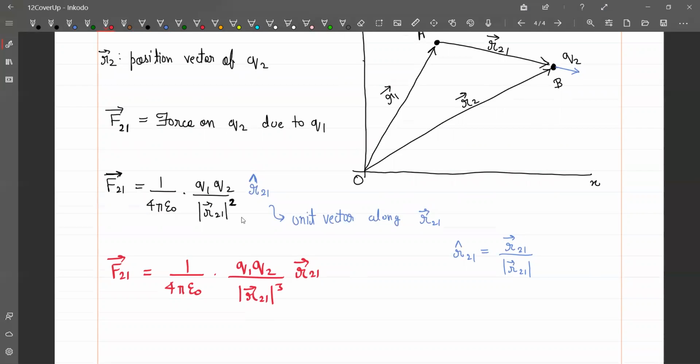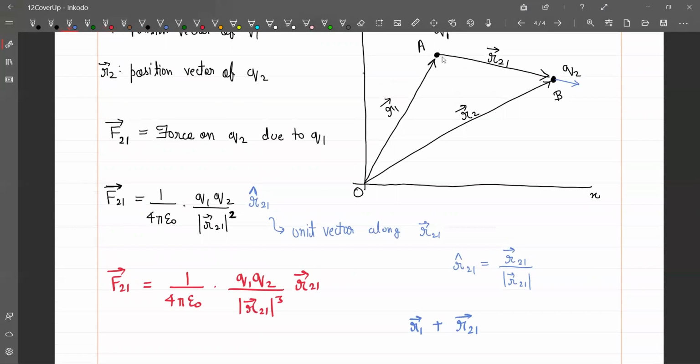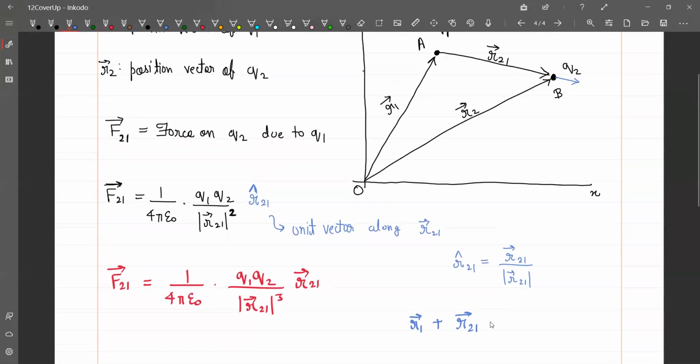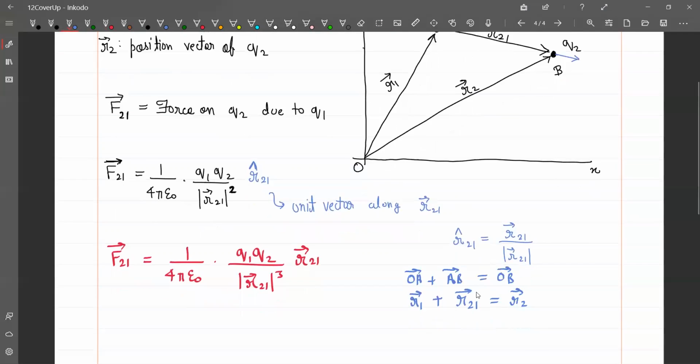And another thing, from the triangle law of addition, I can write r1 vector plus r21 vector. For going from O to A, then A to B, this will be equal to going from O to B directly. So this will be r2 vector. Or we can first write OA vector plus AB vector equals OB vector.